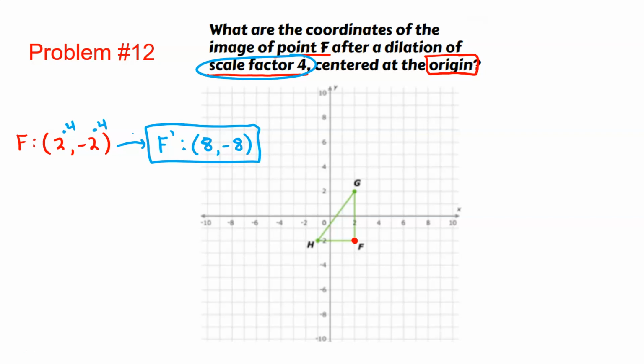And again, the only reason I was able to apply the scale factor that quickly is because it was from the origin. When it's from the origin, right, the origin is 0, 0, use the coordinates. That's why I was using 2, -2, because that was the location of F. And then just multiply by your scale factor. All right, so that is the answer to problem number 12.